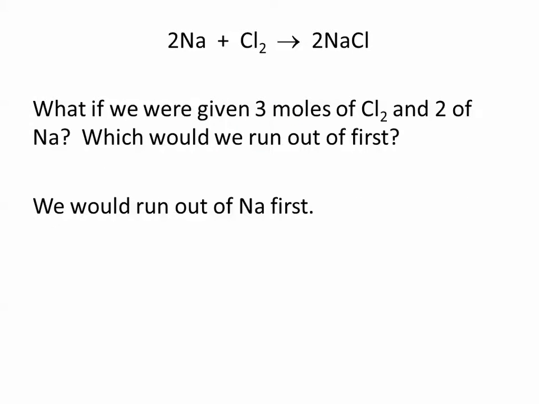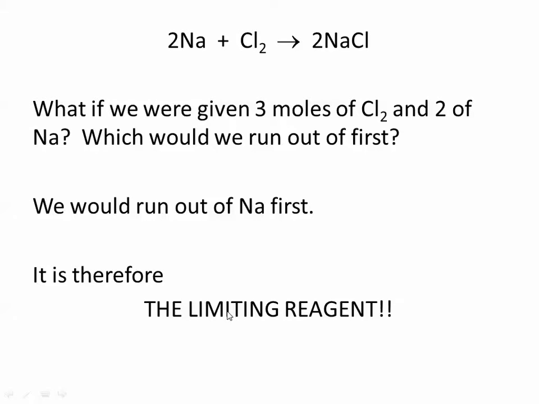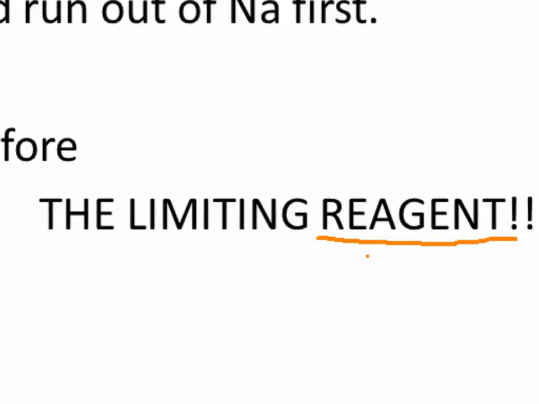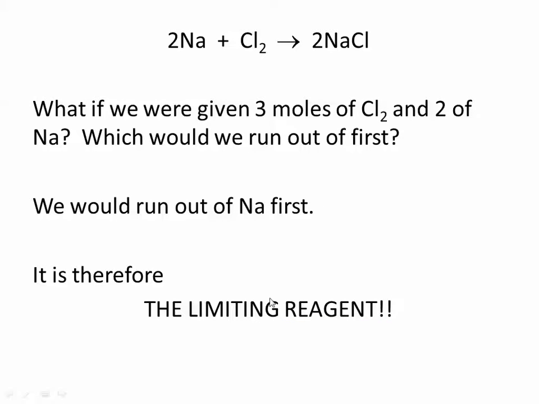So we know we would run out of sodium first, and therefore we call sodium, in this case, the limiting reagent. And the limiting reagent, which is the same word as reactant, by the way. So when you see reactant and reagent, they mean exactly the same thing. Why are there 2 words for it? I don't know. But the limiting reagent or reactant is the one you're going to run out of first. Okay? So far so easy, and I can even back it up with a further analogy.